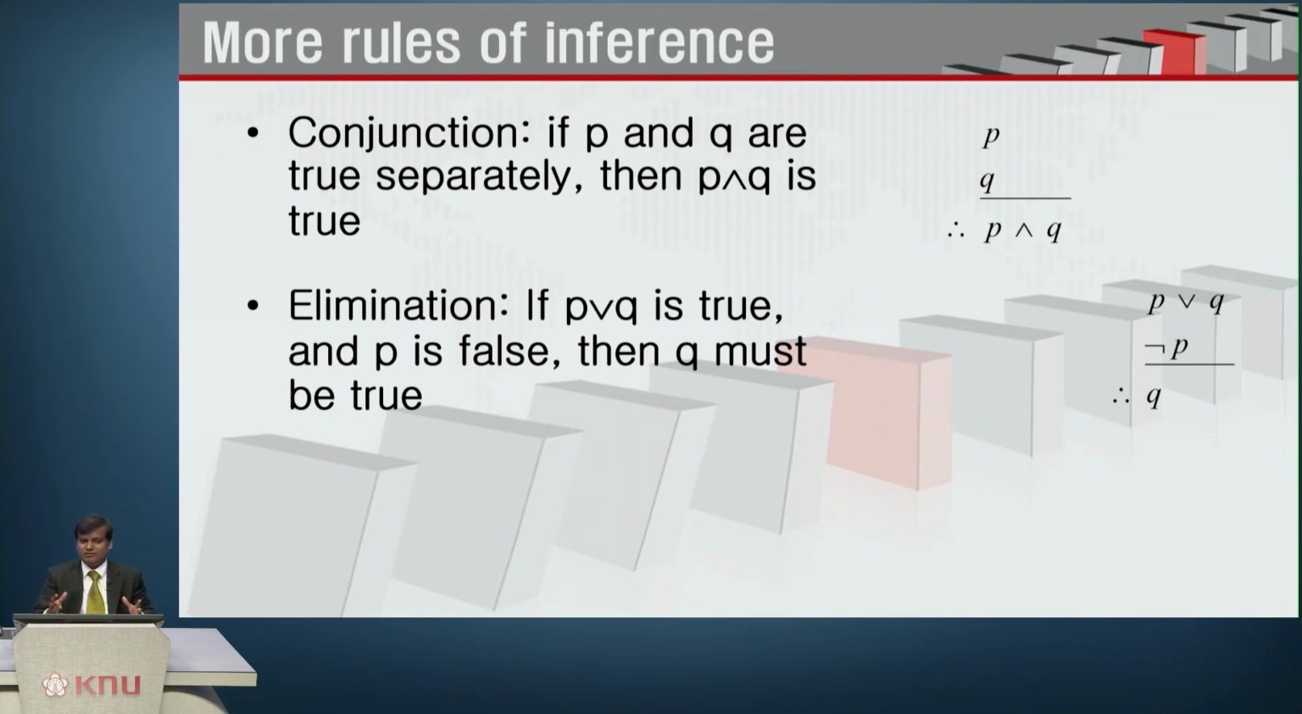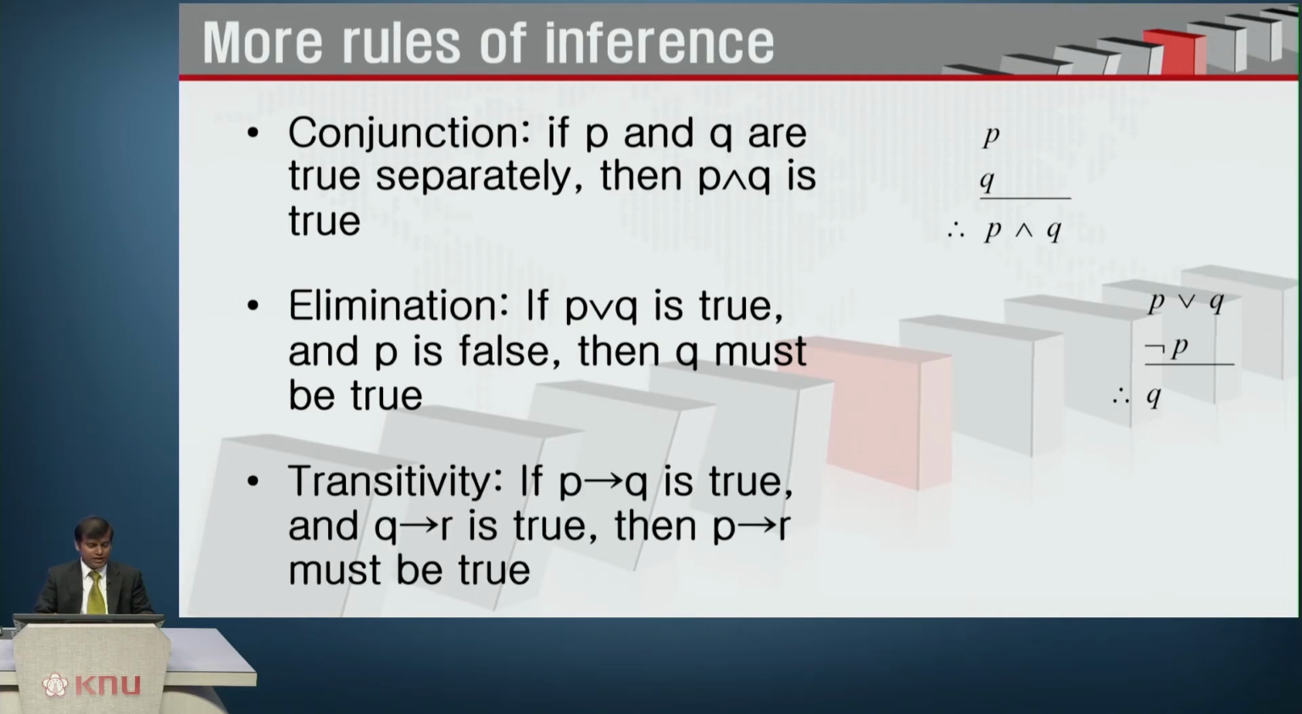These are some of the basic principles, in fact. Well, today we talk about conjunction and elimination, but there is a lot more to this. Transitivity is another one. If P implies Q is true and Q implies R is true, then P implies R must be true.